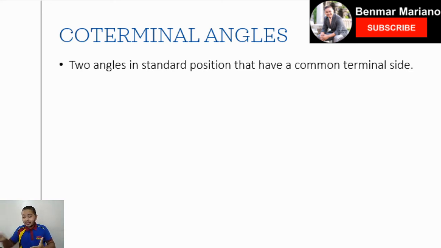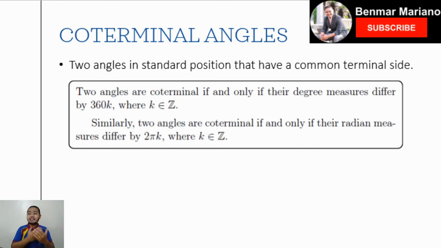With that being said, two angles are coterminal if and only if their degree measures differ by 360 k. What is k here? K is an integer, a positive integer to be specific. Similarly, z is an integer that is either positive or negative. I stand corrected. If it is 0, the angle in standard position did not even move.